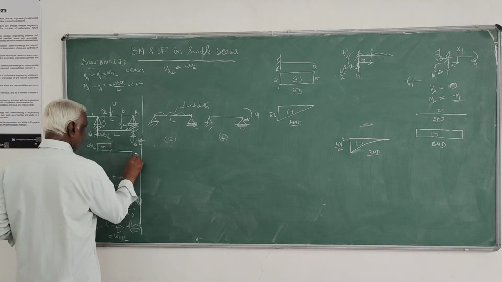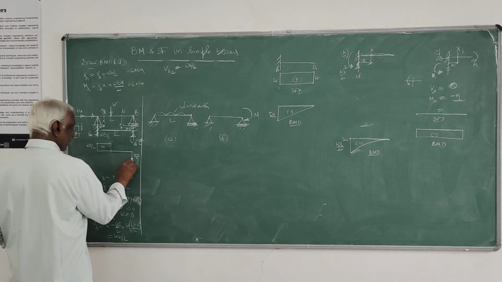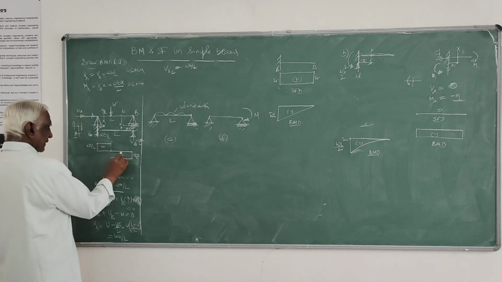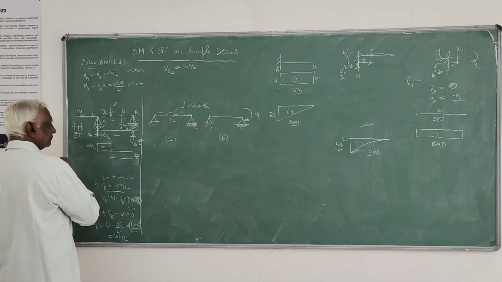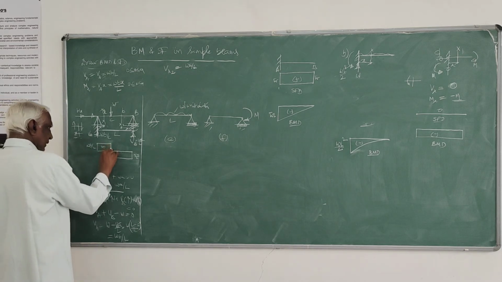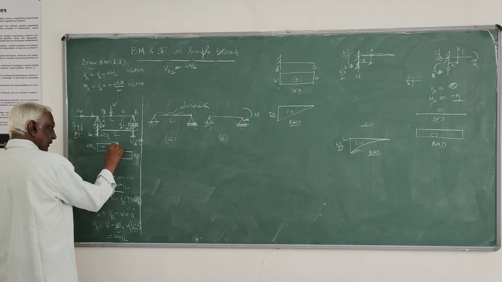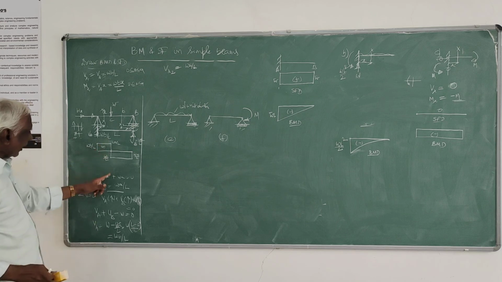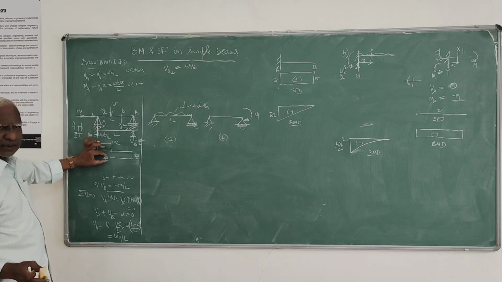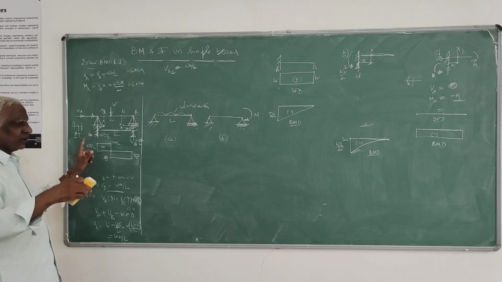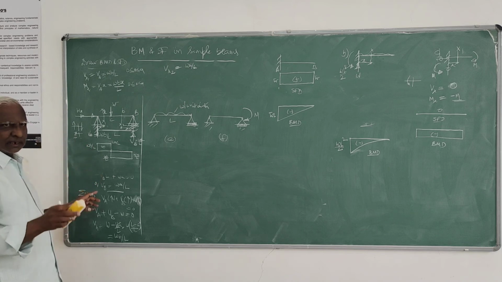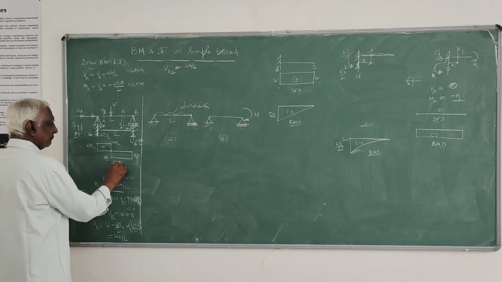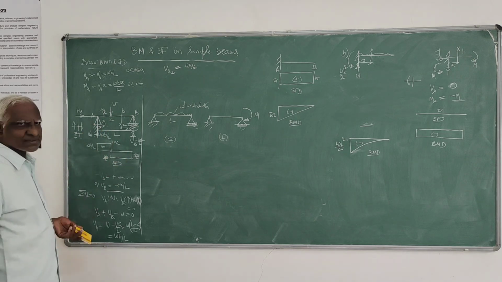W A by L. Here X is equal to 0, X equals B also, is same thing from here to here. So this is W A by L, here W B by L. So at this point, it is W A by L plus W B by L. That is W by L into A plus B. That is A plus B is L. So it is W. That's as simple as that.